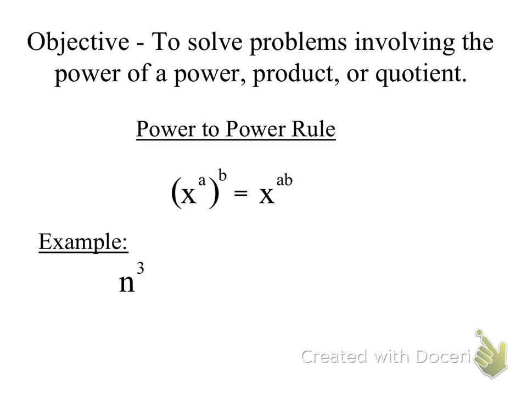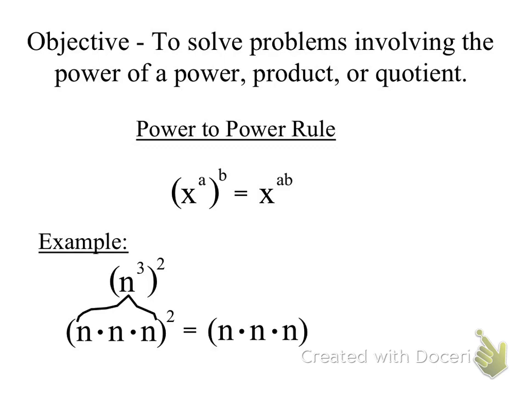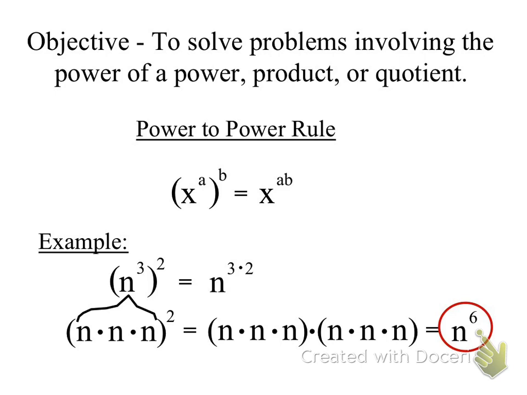Here's why. If I have n to the second power, this really means n times n. And then if I square that twice, that means n times n times the same thing again: n times n times n times n times n times n. Isn't that the same thing as n to the sixth power? Yes or no? So our shortcut is just to multiply our exponents: n to the third power, raised to the second power.